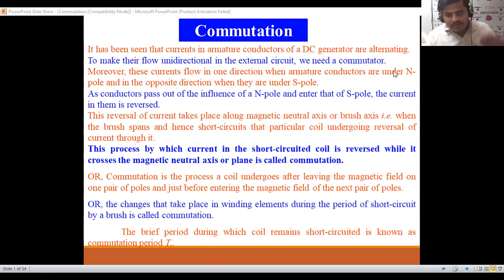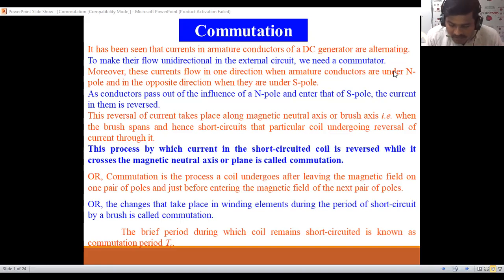The number of segments depends upon the number of coils, which are mounted over the shaft. These segments are insulated from the shaft as well as from each other. As we have already discussed in wave winding and lap winding, there are commutator segments; why it is called wave winding and why it is called lap winding, we have discussed in this unit. Now we will see the actual commutation process.